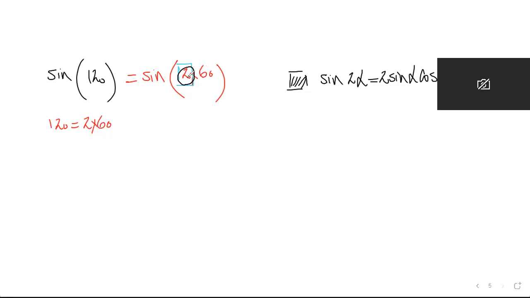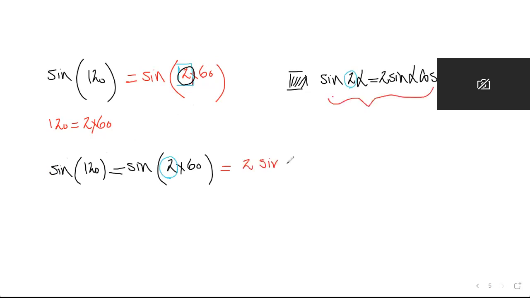Because the angle, which is 60, is double. Then as a result, I say that the sine of 120, which is equal to the sine of 2 times 60, and you see that here we have the 2, the double angle, it can be written as what? I use this identity, the double angle identity, which becomes 2 times sine 60 cosine 60.